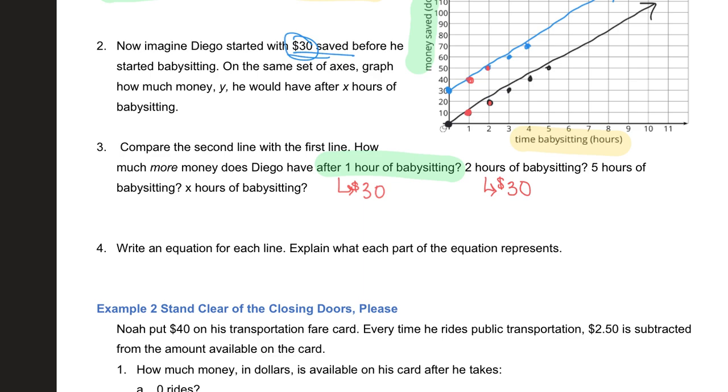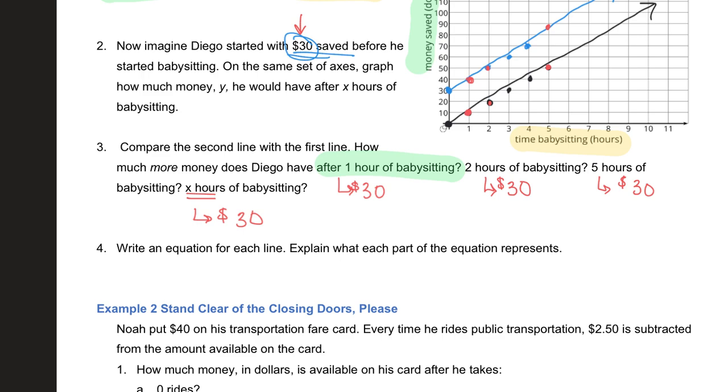If we look at 5 hours of babysitting, we are at 50 and then 80. So again, $30 more. And that will always be true. For any amount of hours, he'll always have $30 more because he started with $30 more. So it's always going to be $30 more no matter how long he's babysat.